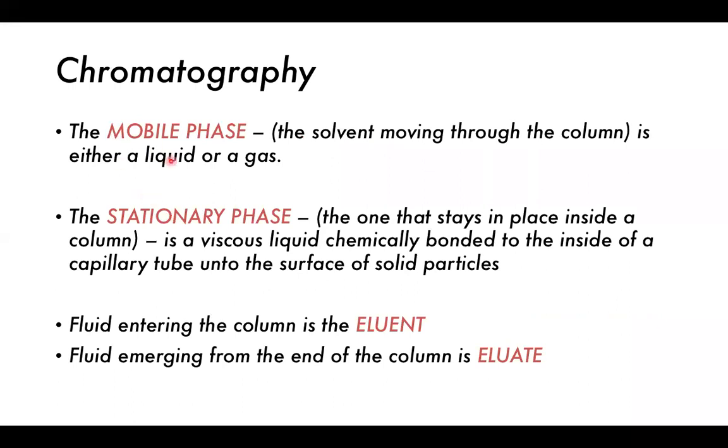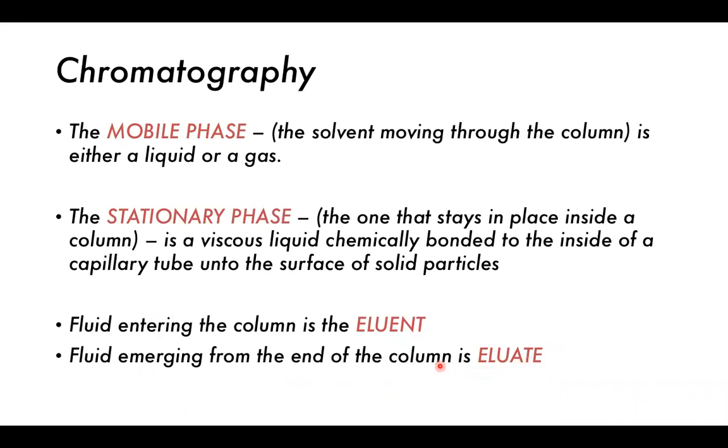So in chromatography, the mobile phase, the solvent moving through the column, is either a liquid or a gas. The stationary phase, the one that stays in place inside a column, is a viscous liquid chemically bonded to the inside of a capillary tube onto the surface of solid particles, or it can just be silica. So the mobile phase can be a gas or a liquid. There's gas chromatography after all, and the stationary phase usually is pretty similar between liquid and gas columns. So the fluid entering the column is called the eluent, and the fluid emerging from the end of the column is called the eluate.